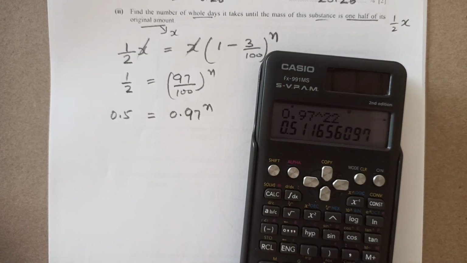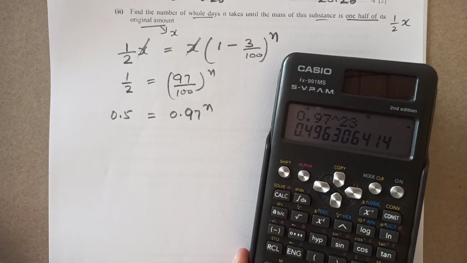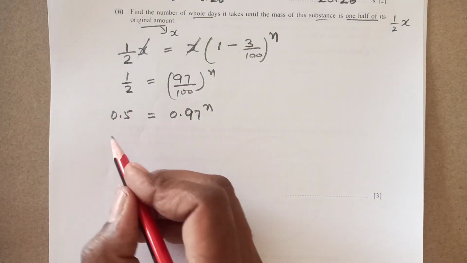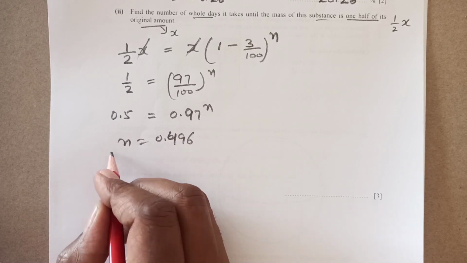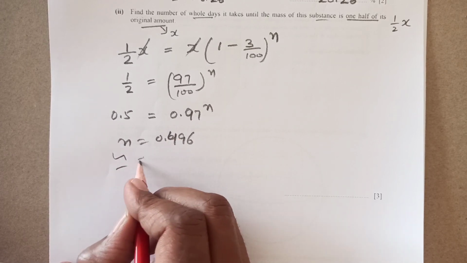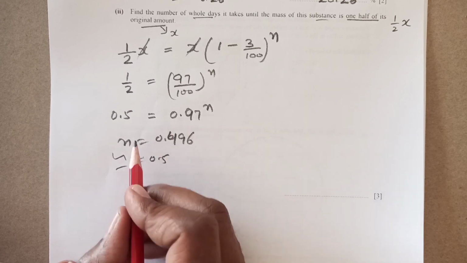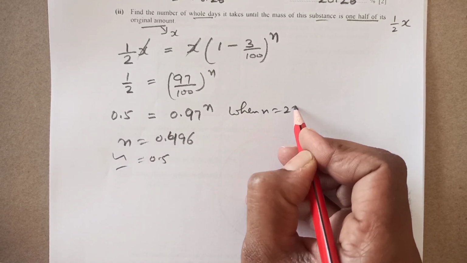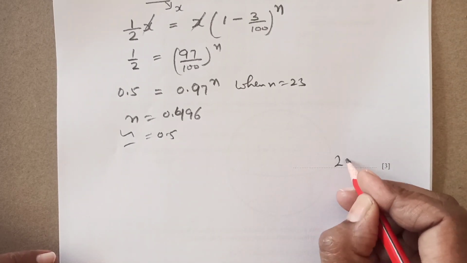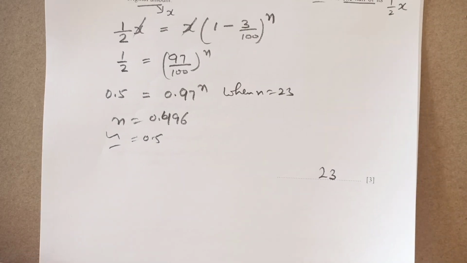So n is going to be, then, 0.97 to the power, let's say 23, yeah, now it's very near, 0.496, approximately half of that. So that means when n is equal to 23. So by trial and error method, we got n as 23, right?